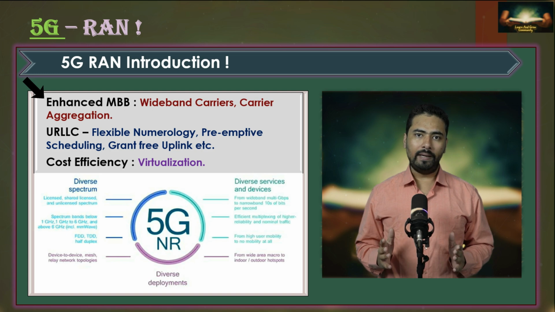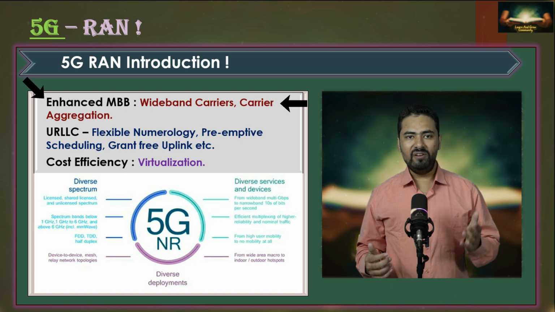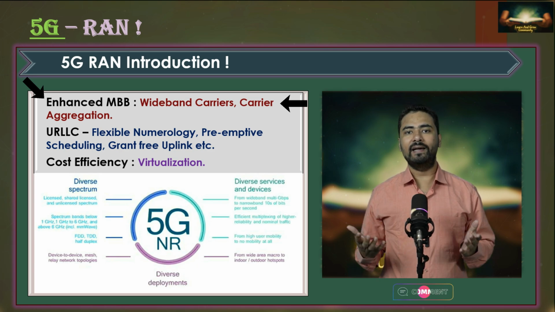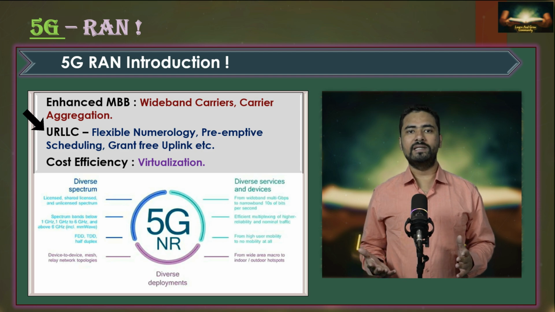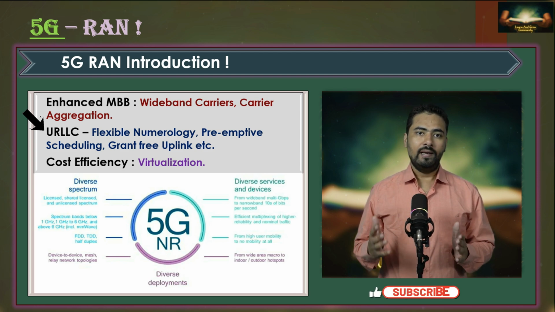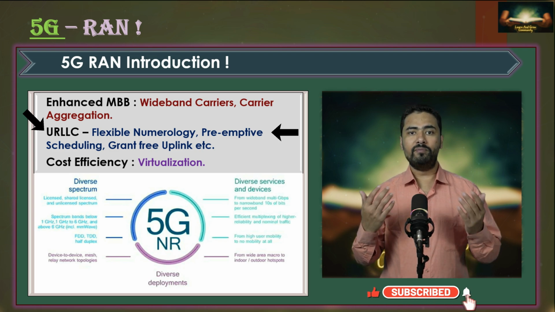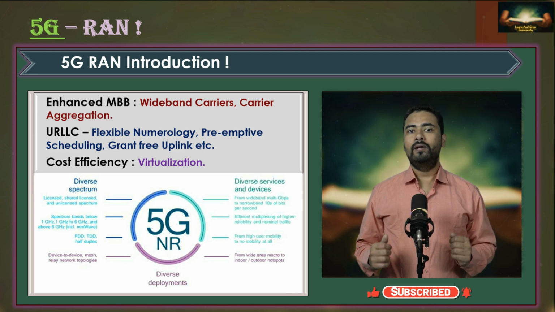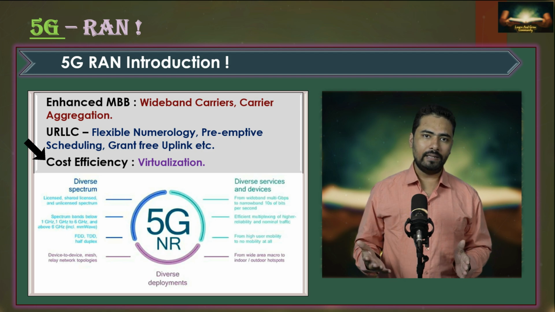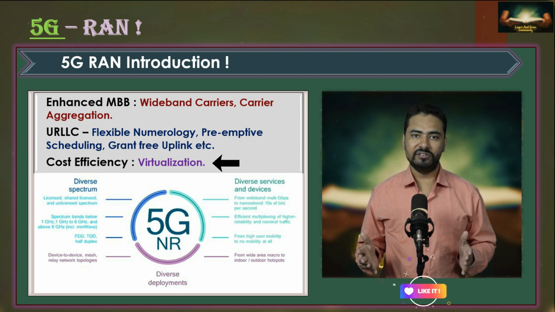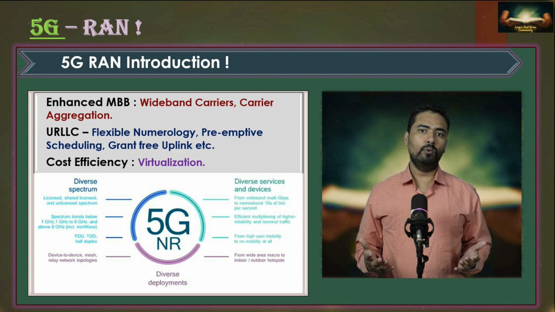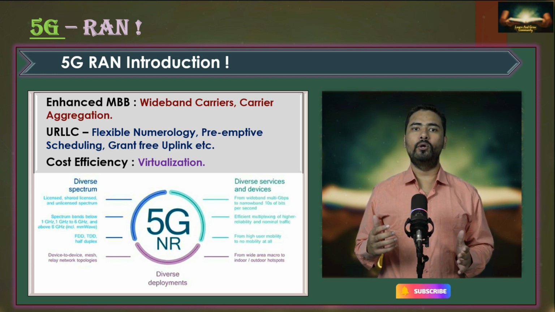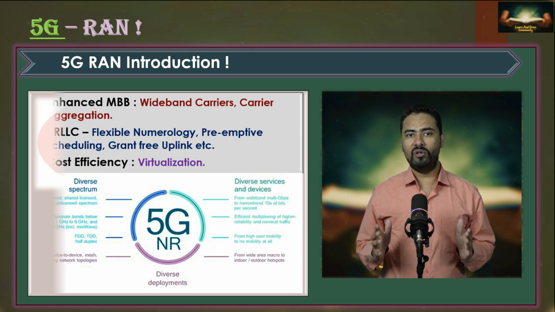For enhanced mobile broadband, 5G also introduced some new concepts such as massive MIMO, beamforming, wideband carriers, and carrier aggregation, etc. Also, to support the ultra reliable low latency use cases, 5G included new features like flexible numerology, preemptive scheduling, and grant free uplink access. To improve the cost efficiency and flexibility, there are new concepts like virtualization. So, starting from this session and in the next few sessions, we will explore these defining features of the 5G radio access network and we will learn how they function.